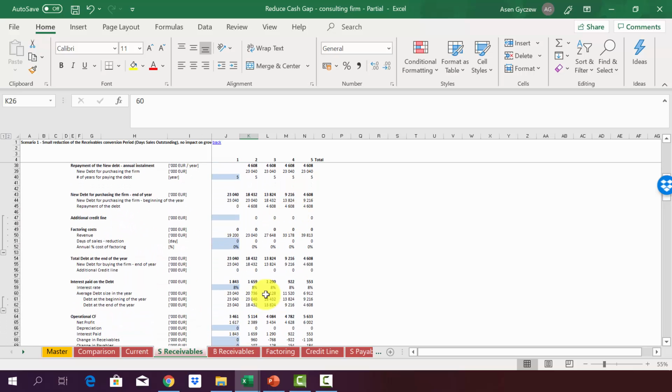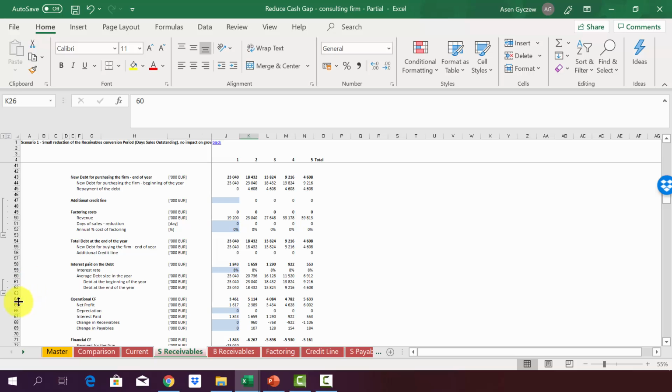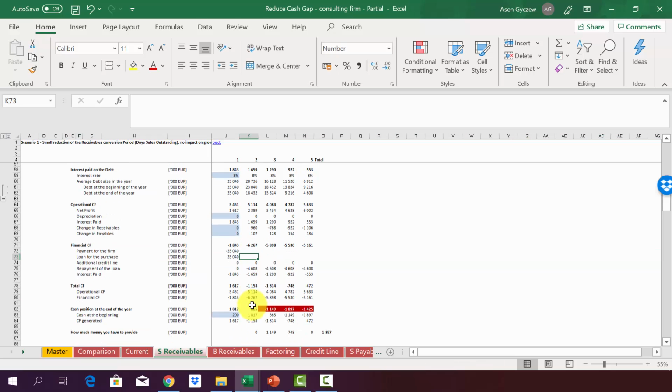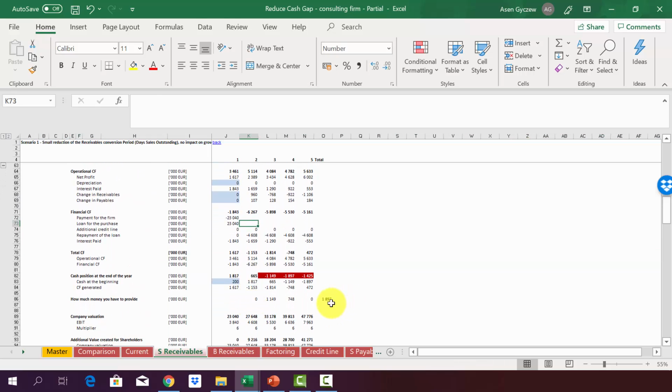Now, what does it mean for us? Well, it means obviously that our operational cash flow will improve. And here we've got the picture after we reduce the receivables. And let's compare it with today. So today, for example, in year 2, we are assumed to be able to generate 3.1 million of operational cash flow. And if we reduce the receivables, it will be almost 5 million. The difference in receivables was actually transferred here. This also means that we'll need less money.